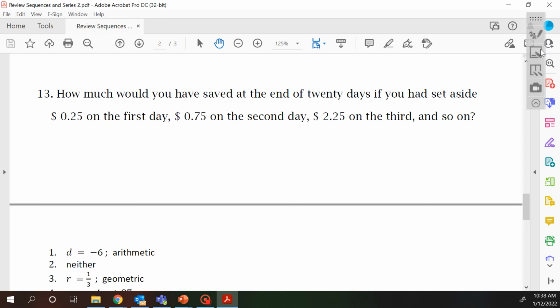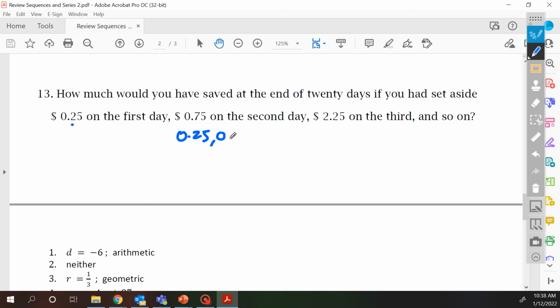And number 13, how much would you have saved at the end of 20 days if you had set aside 25 cents on the first day, 75 cents on the second day, 225 on the third day, and so on. So this is geometric. The ratio is 3, being multiplied by 3 each time. And since we're saving money, we're going to have a total of all the days. So what we're actually doing is adding all of these days together. So this is actually a geometric series.